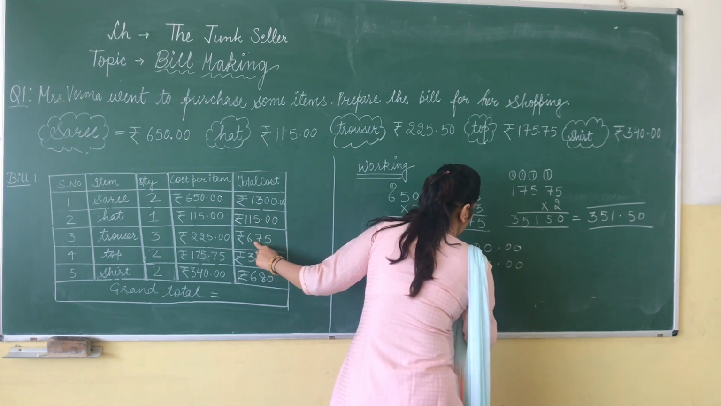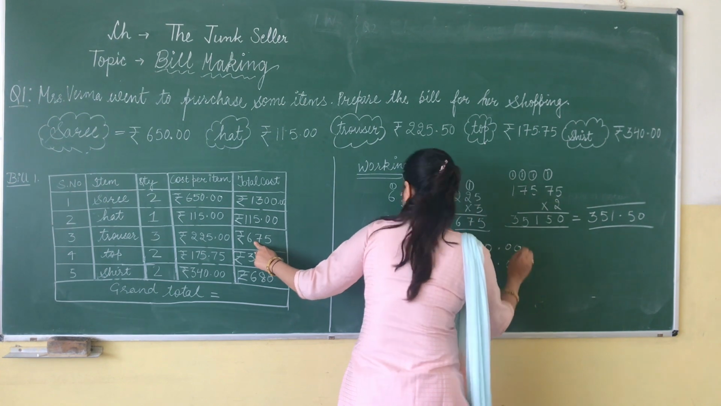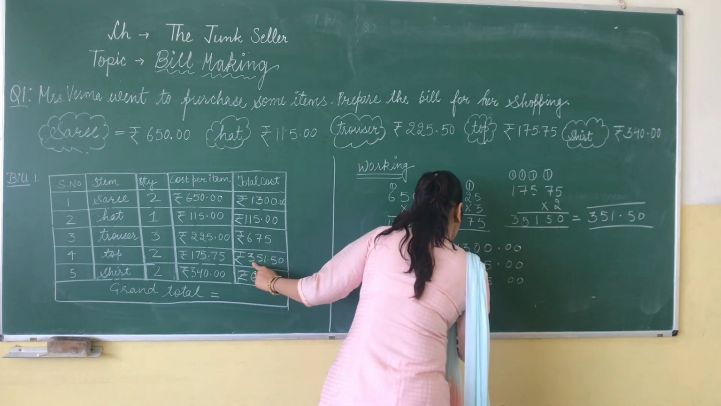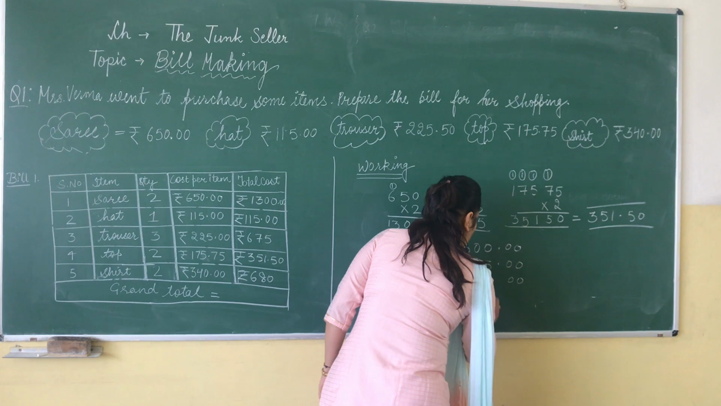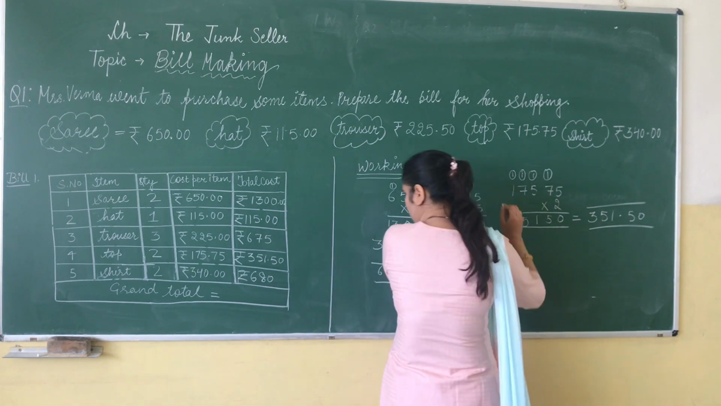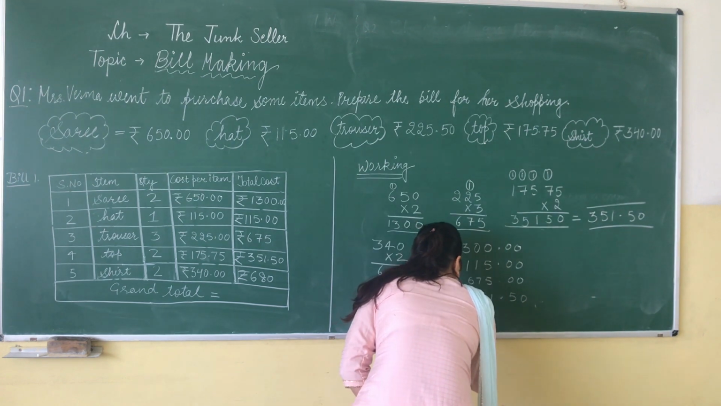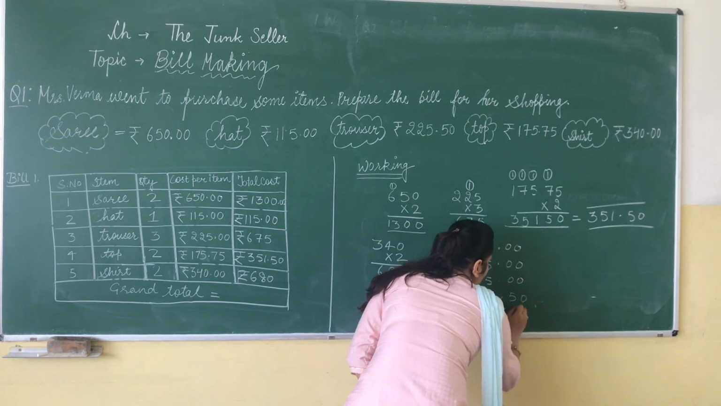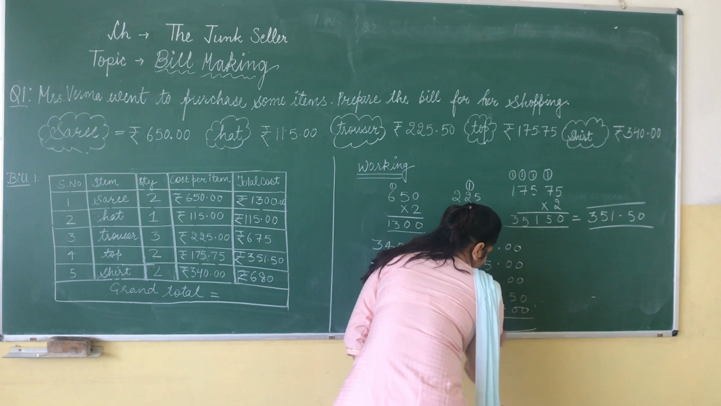Rupees 675, 0 paise. Then rupees 351, 50 paise. Then rupees 680, 0 paise.